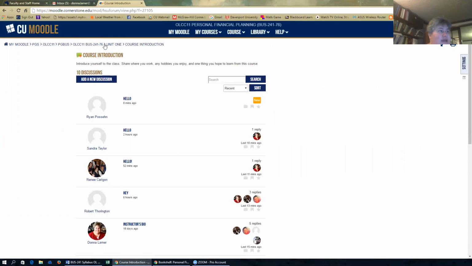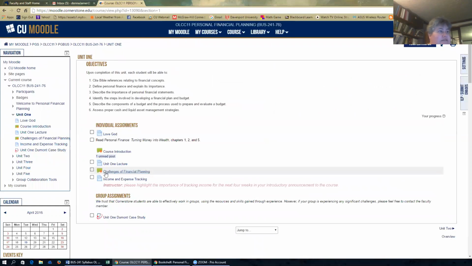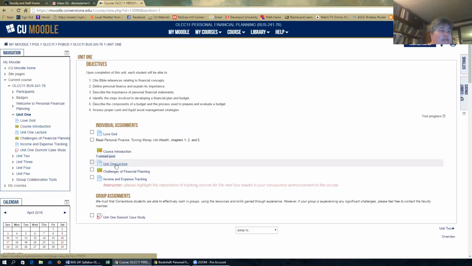If I go back into Unit 1, it also tells me I have one unread post. So it's also reminding me, hey, click in here, there's something you haven't read. Something's changed since the last time you were here. Unit 1's lecture, again, like the devotion, is something for you to read. It looks like a sheet of paper. Click on it, read through it. It will help you with the material.